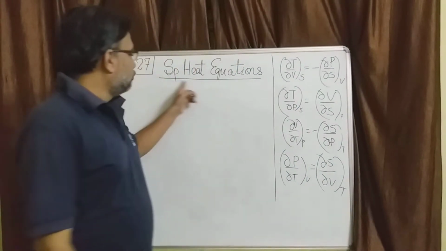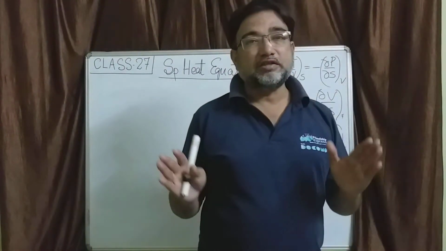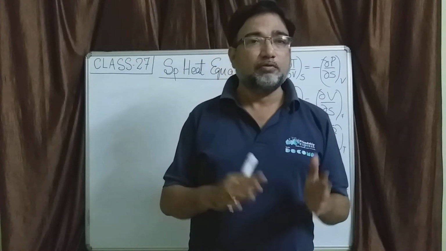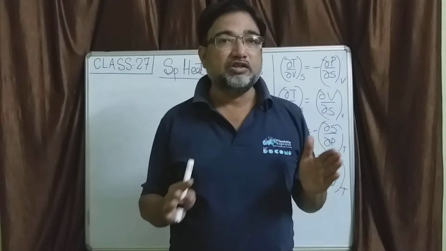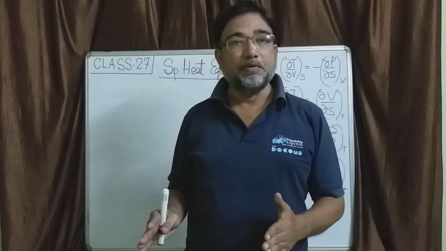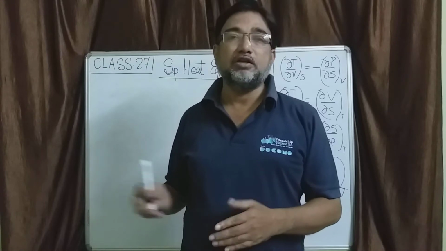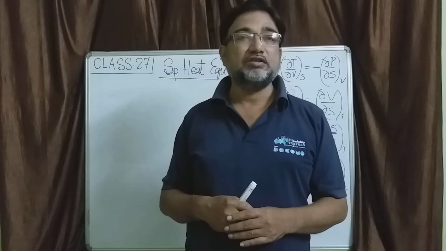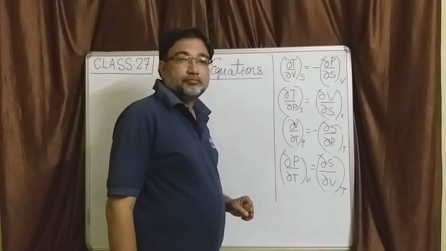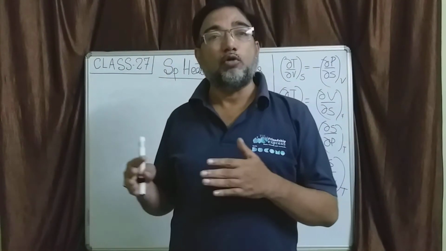Today we shall do the specific heat equations. That means we will see what is the relationship between Cp and Cv, whether Cp is greater than Cv or Cv is greater than Cp. We know that Cp is greater than Cv, but mathematically we will see that Cp minus Cv is greater than 0, implying Cp is greater than Cv. We will also see under what circumstances Cp minus Cv is equal to R. For that we need the help of the Maxwell's equation and the help of TdS equation that we have already derived.